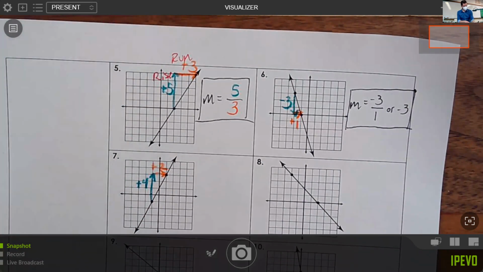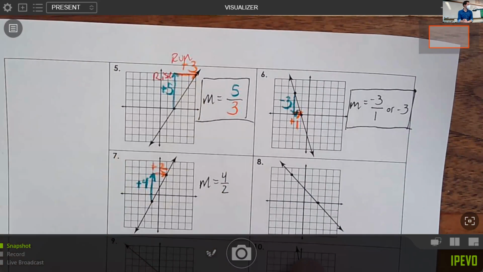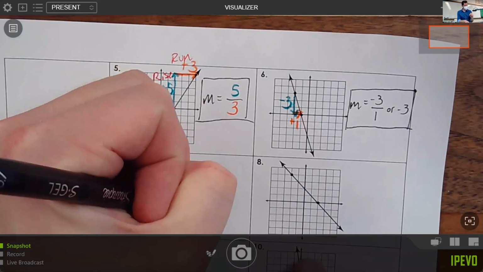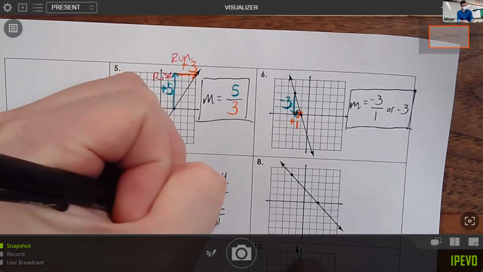So m, our slope, is going to be 4 over 2. Does that reduce? Yeah, what does it equal? If it was 2 over 4, yeah. But yeah, just 2. So we could say 2 over 1 or 2.